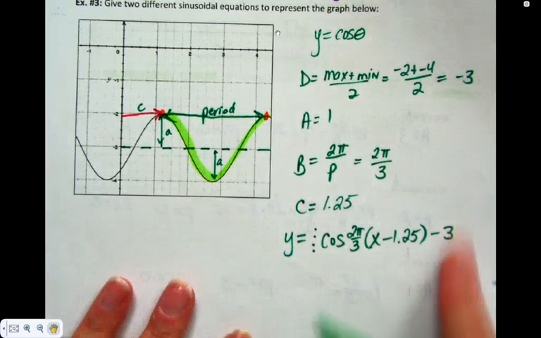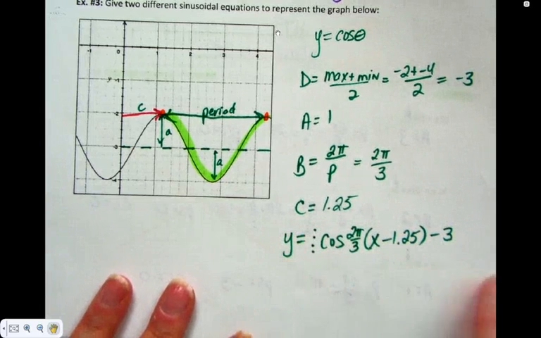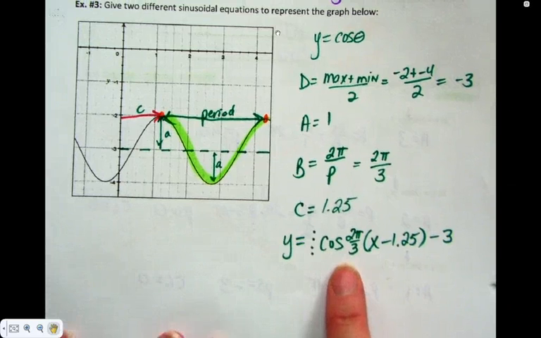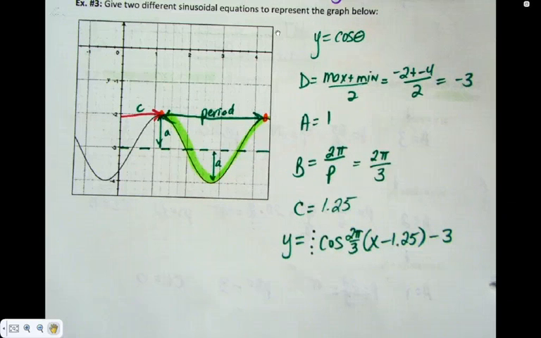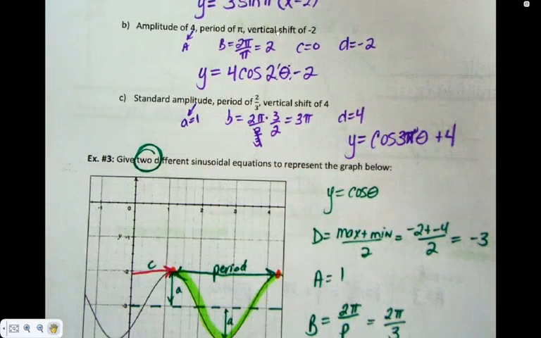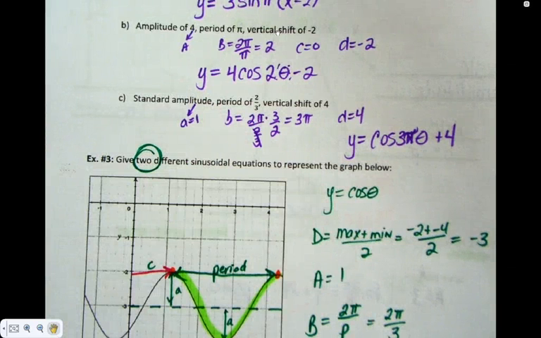Imagine yesterday if I asked you to draw this. Right? Crazy. How would you do a horizontal compression of 2 pi over 3? There it is. There's what it looks like. But the question says 2. The question doesn't just say 1. No, that would be too easy.